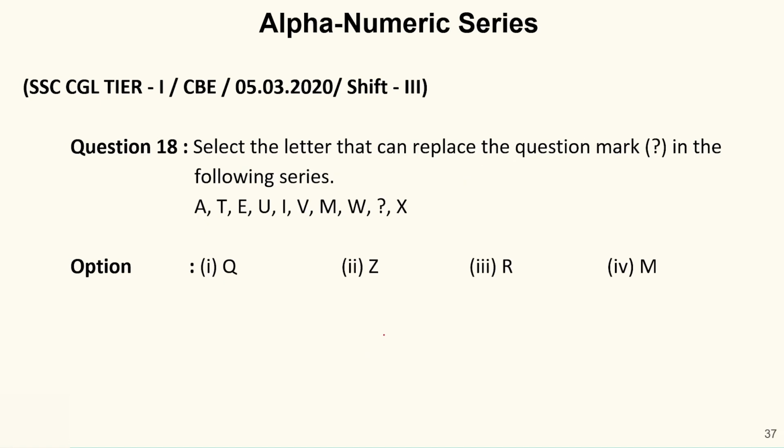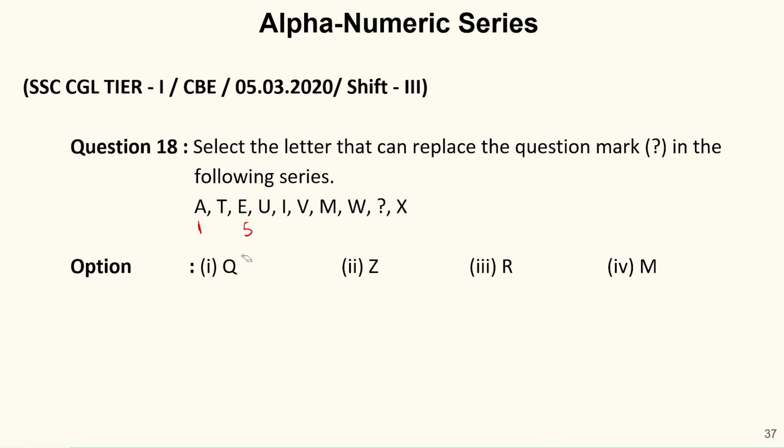Okay. Then this question. A is positioned at 1 and T is positioned at 20. Again, a very big jump. E is positioned at 5 and U is positioned at 21, a very big decrease. So again, a very big jump. So just by looking at it, because we solved something similar, I can say that maybe 2 series are being followed. Let us try to find out if 2 series are being followed.